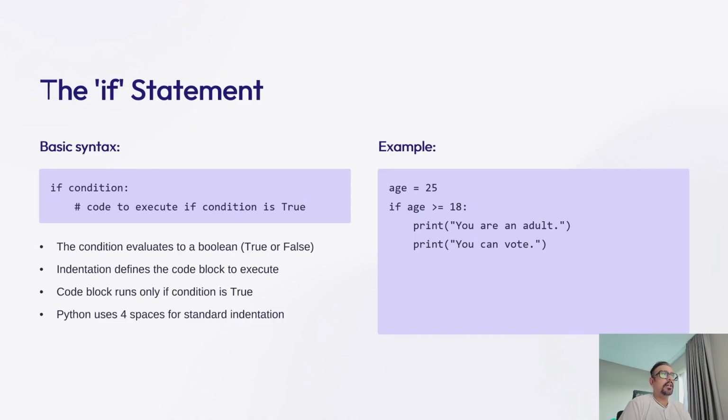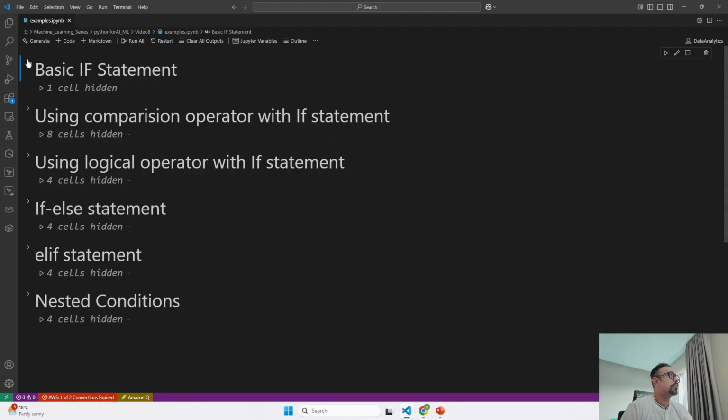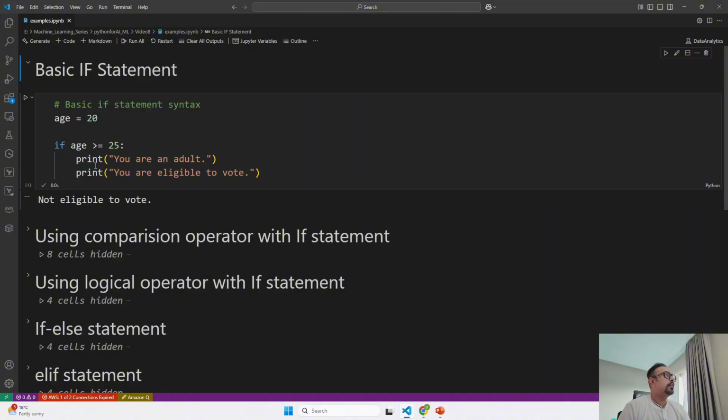For example, as you can see on the right-hand side, I have defined age is equal to 25, and I have written an if statement saying that if age is greater than or equal to 18, then and only then go ahead and print these two statements. So if I do that, what will our code do? Let's see. If I go ahead and say if age is greater than or equal to 25, then it should go ahead and print the statements. So let me run it.